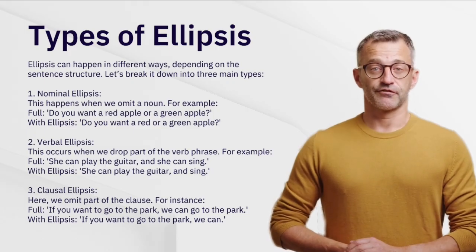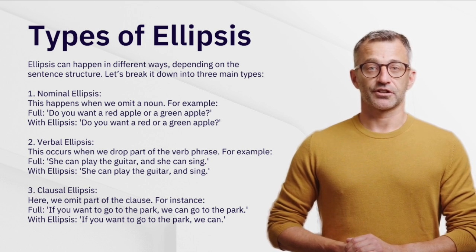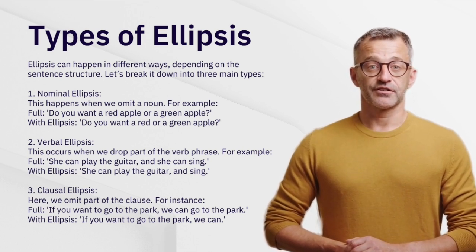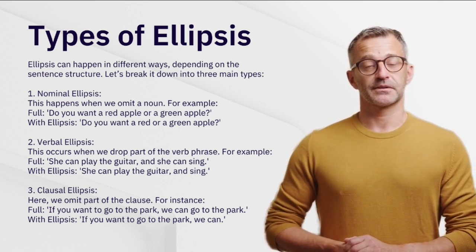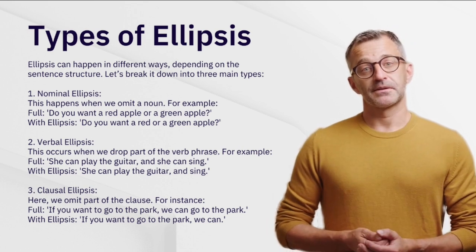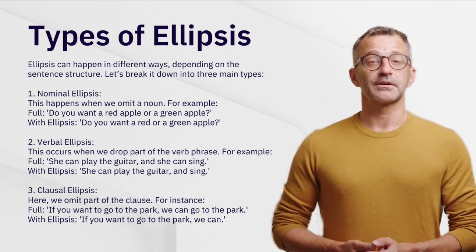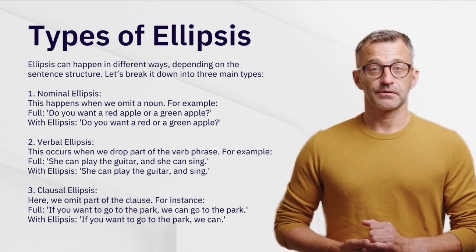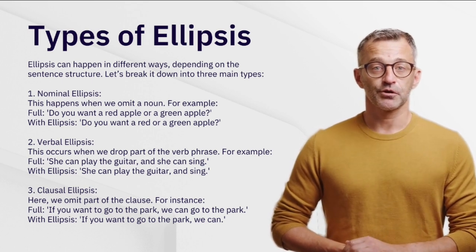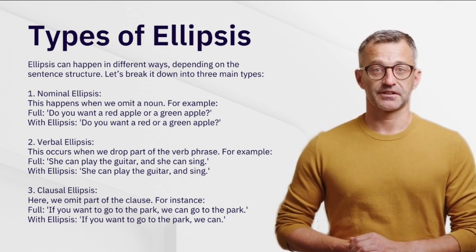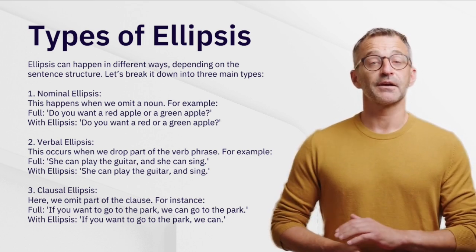Ellipsis can happen in different ways, depending on the sentence structure. Let's break it down into three main types. 1. Nominal ellipsis. This happens when we omit a noun. For example, full: Do you want a red apple or a green apple? With ellipsis: Do you want a red or a green apple?